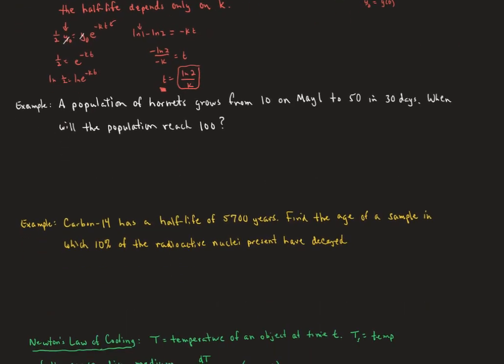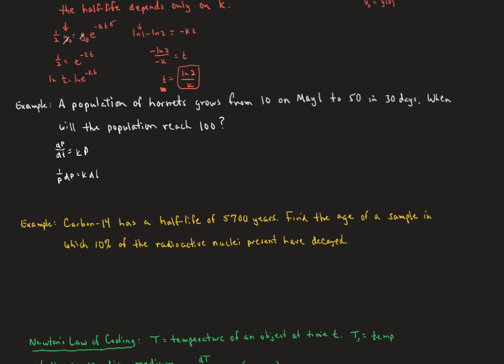Let's see. Population of hornets grows from 10 on May 1st to 50 in 30 days. When will the population reach 100? So we're assuming here that because this is a population, its growth rate will be proportional to the amount of hornets present. And we get our usual differential equation: dP/dt is equal to k times P.